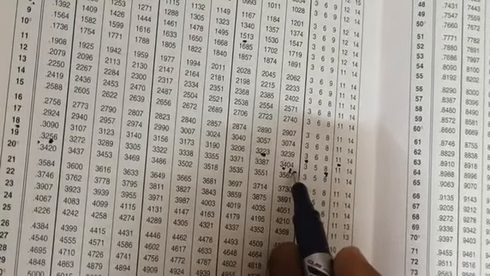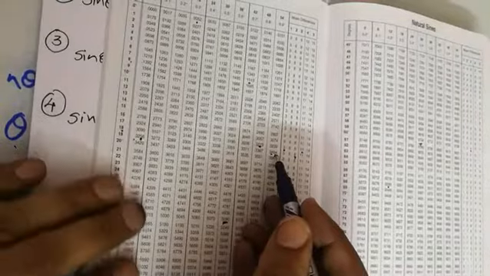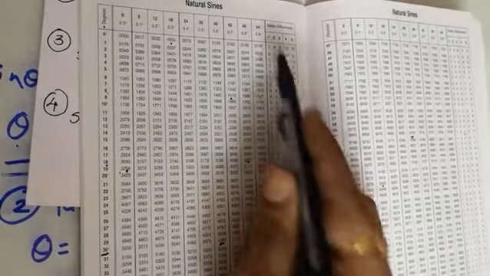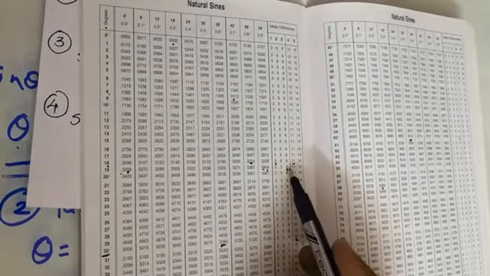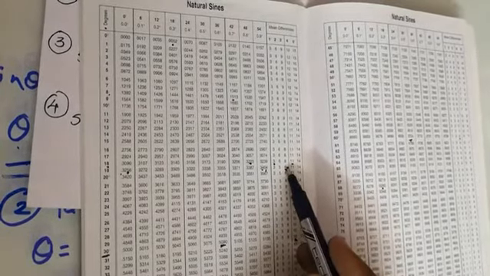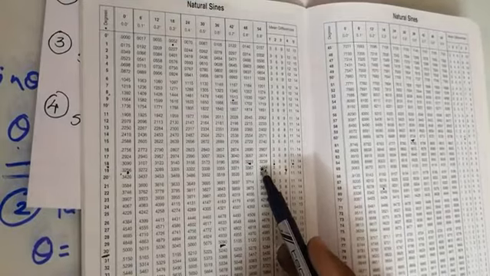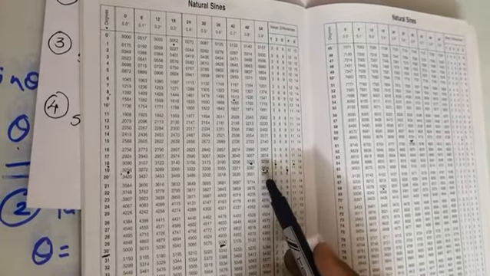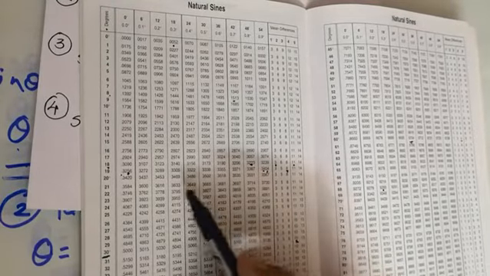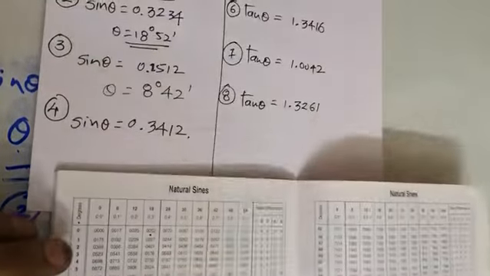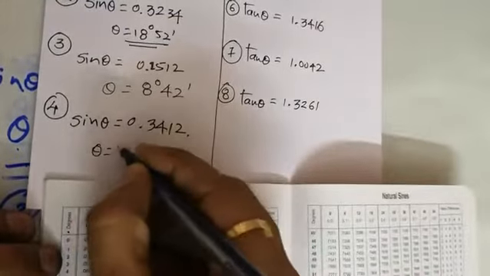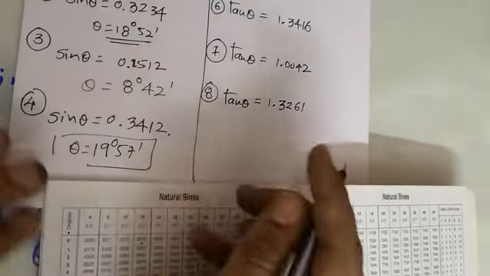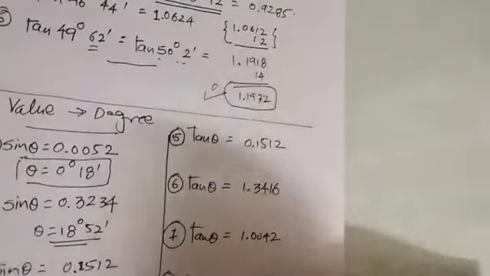So again we will see in which part it is coming. It is coming under the column of 54 minutes, and again it is coming under the column of 3 minutes. So it would be 54 and 3 would be 57, and in the line of angle would be 19 degree. So my value would be theta equals 19 degrees and 57 minutes. So this is how you can find out values of sine.